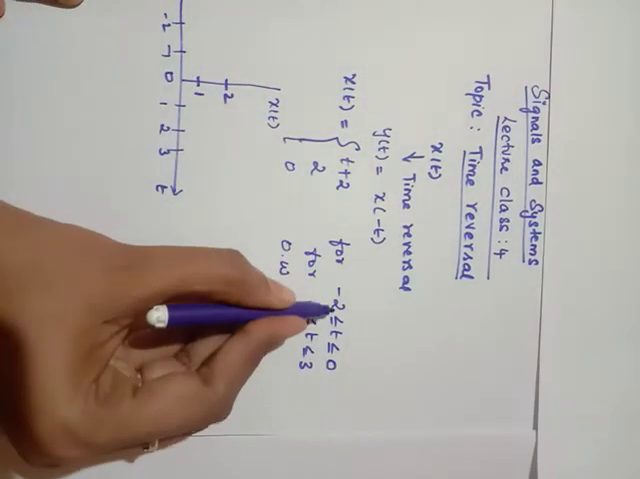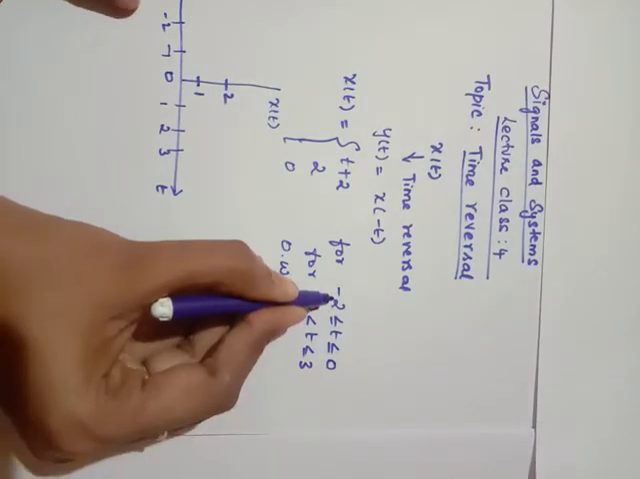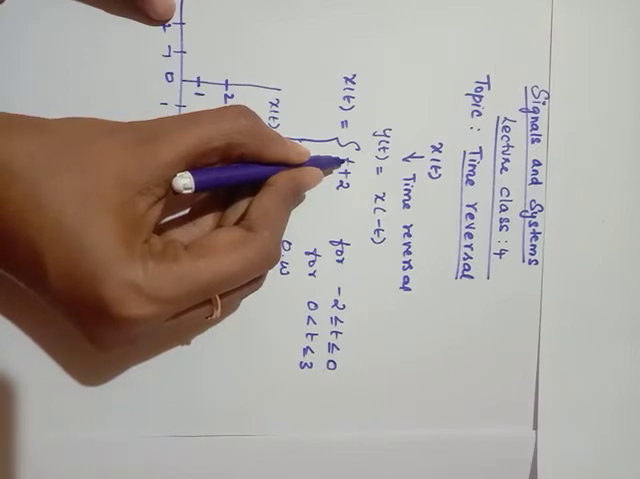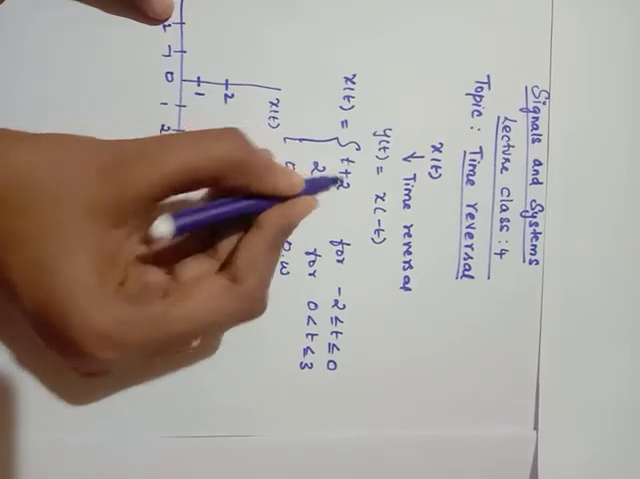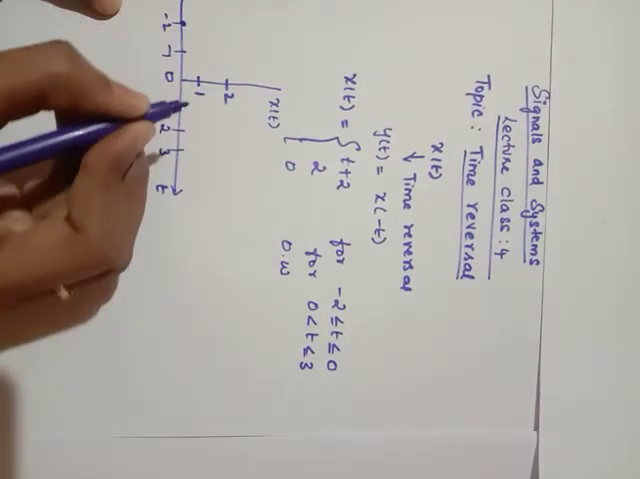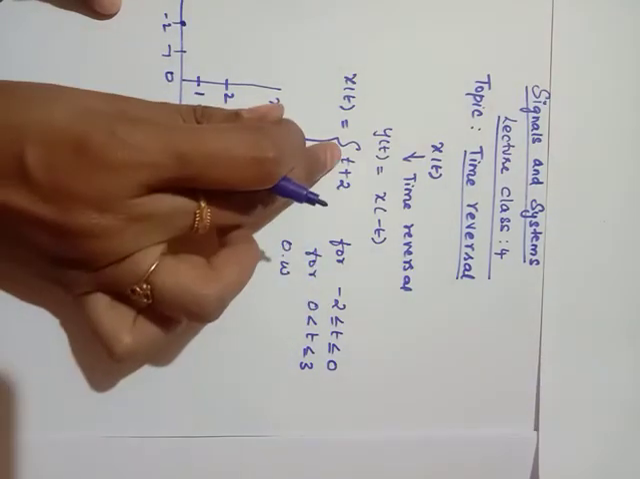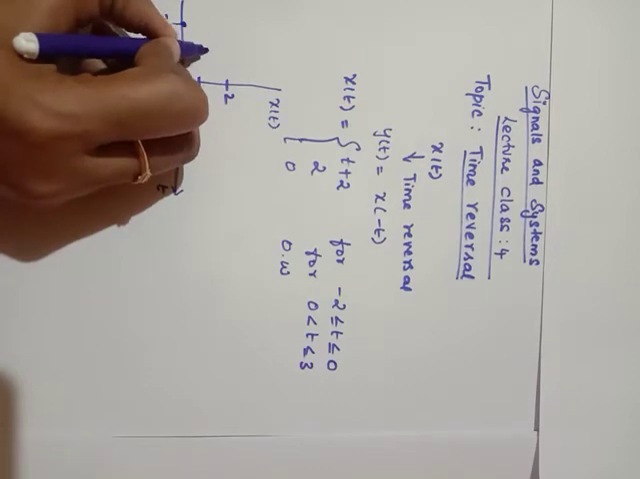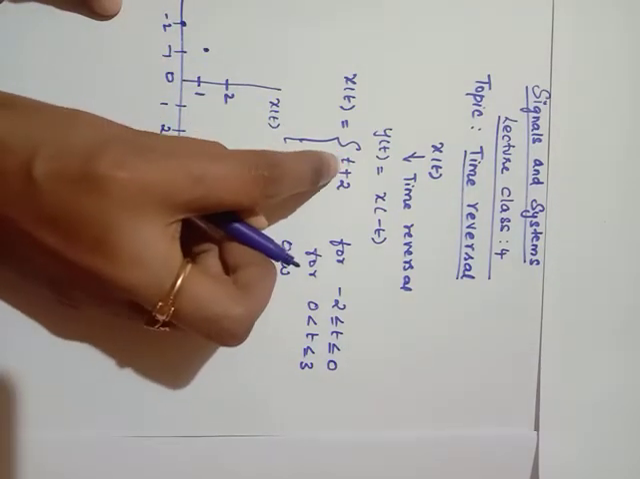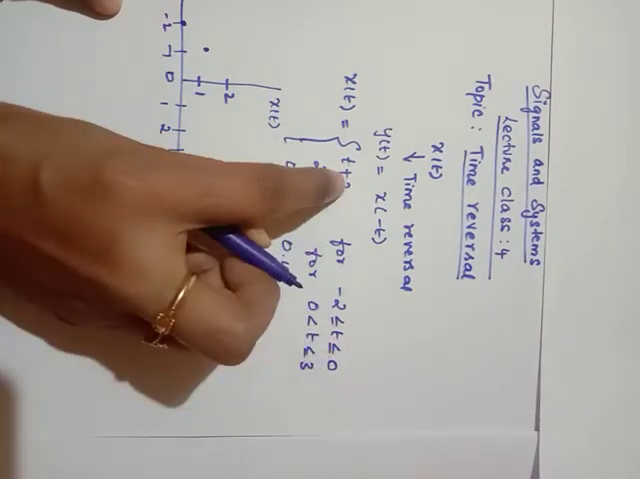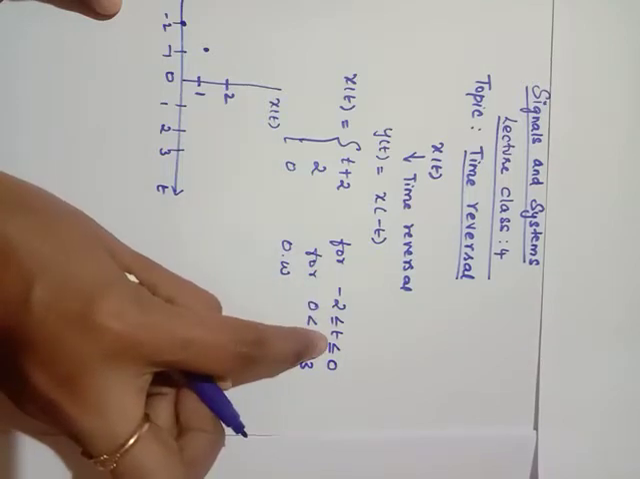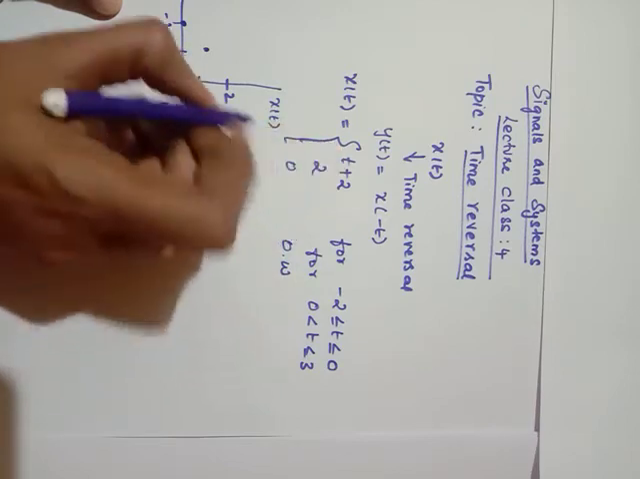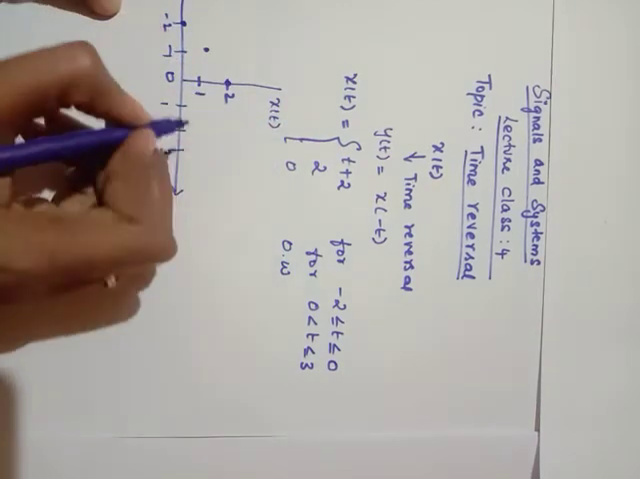Now the range is minus 2 to 0. First substitute minus 2 in this equation. Minus 2 plus 2 is 0, so I have marked 0 here. Now substitute minus 1. Minus 1 plus 2 is plus 1. Next substitute t equal to 0, because it is less than or equal to 0. So I substitute 0 here and you will get 2. So I will get a slope like this.